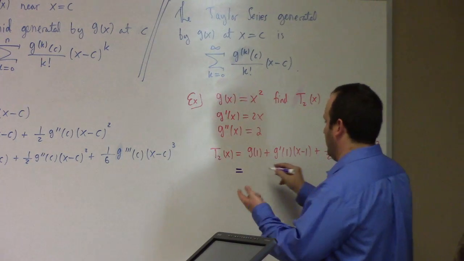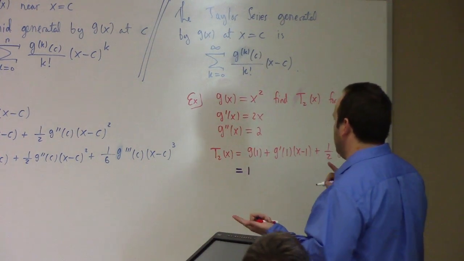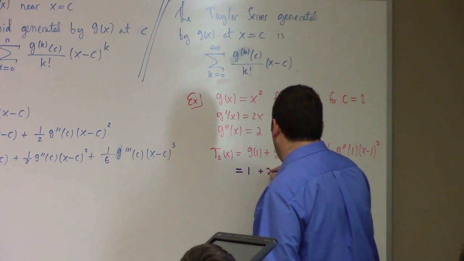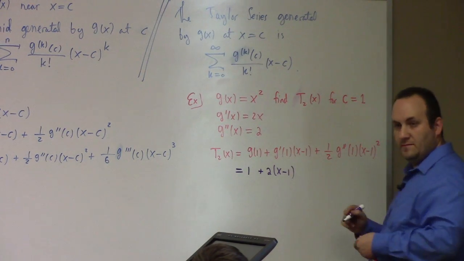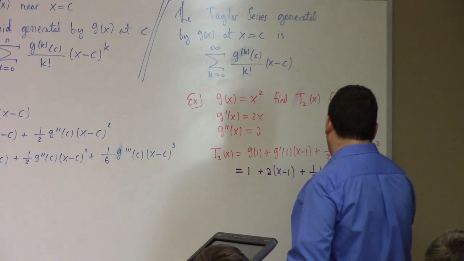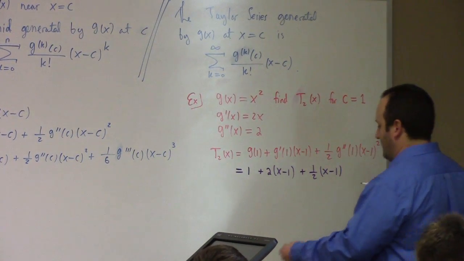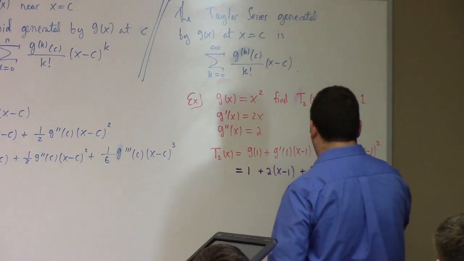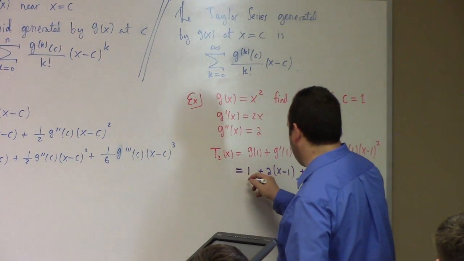G of 1 is 1, right? G prime of 1 is what? So plus 2. G prime prime of 1 is 2. So, oh, 2 times 1/2 is what? Right. And there you have it.